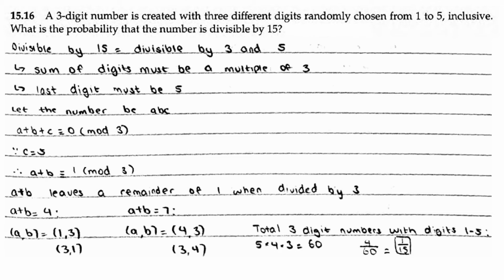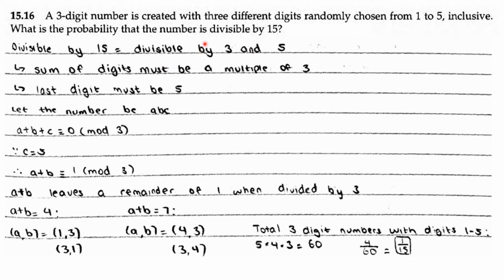AOPS counting and probability 15.16. A 3-digit number is created with 3 different digits, randomly chosen from 1 to 5 inclusive. What is the probability that the number is divisible by 15? So if a number is divisible by 15, that means it's divisible by 3 and 5.